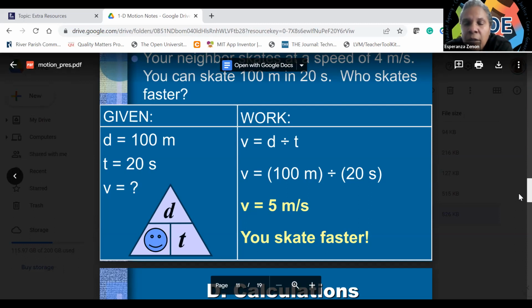Show me, okay? And also be careful that when you're asked a question, you answer the question. To work this out and get V equals 5 meters per second and then stop would not answer the question, because the question was who skates faster? If you don't answer that, then you did not fully address the question, okay? So I always like to tell students, you have to show the work, but you also have to use that work to answer the question.